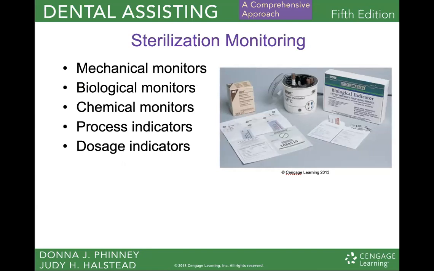So talking about sterilization monitoring, biological monitors are often the most accurate way to assess that sterilization has occurred. Process indicators are normally heat-sensitive tapes or inks printed on packaging materials. Dosage indicators are dyes placed in the sterilization packaging that change color when exposed to dry heat, chemical vapor, or steam.